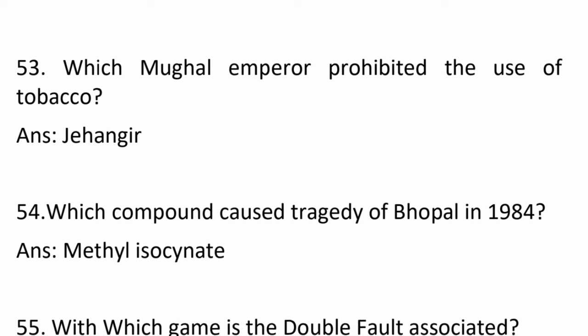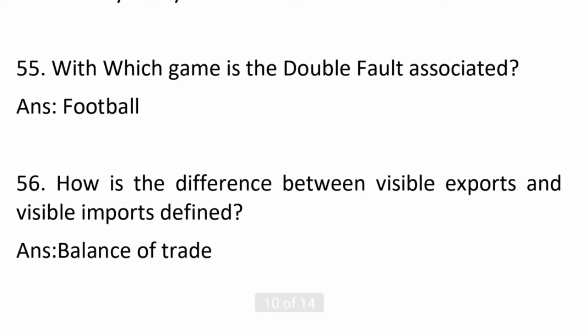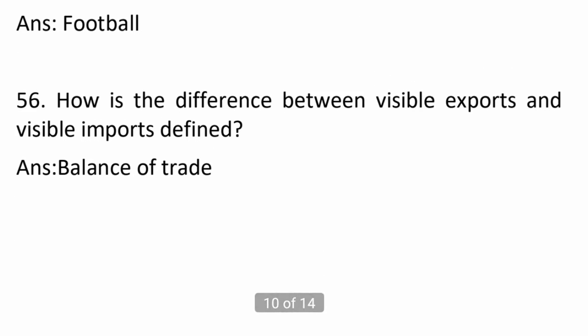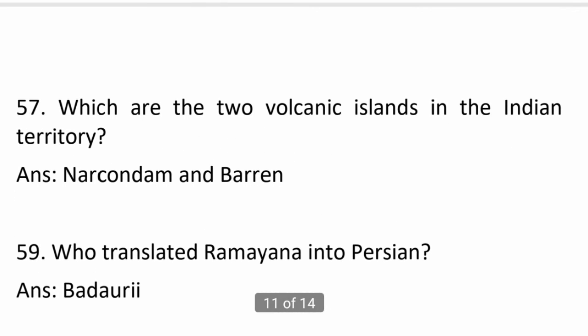Which compound caused the tragedy of Bhopal in 1984? Methyl isocyanate. With which game is a double fault associated? Football. How is the difference between visible exports and visible imports defined? Balance of trade. Which are the two volcanic islands in Indian territory? Narcondam and Barren.